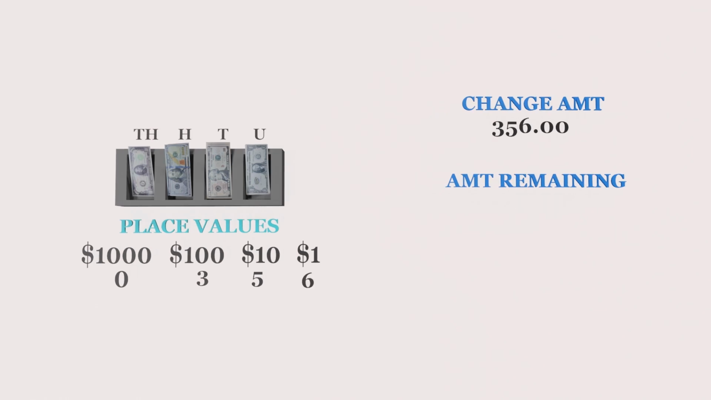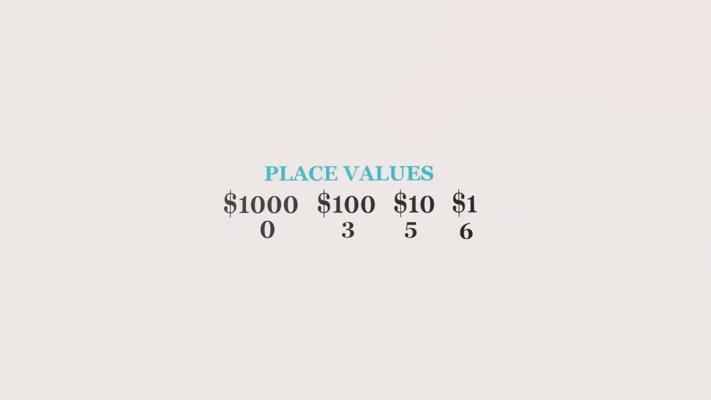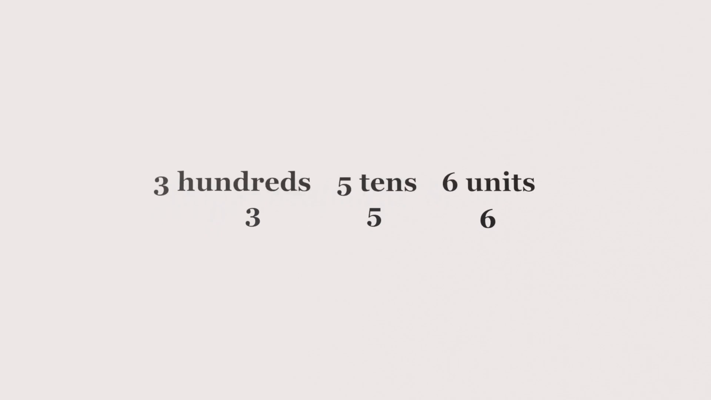We have now completely written 356 as a decimal number, and it looks like this. Since leading zeros are conventionally omitted when writing numbers, we'll eliminate the thousands place because it is not necessary when writing 356. And 356 can also be read as 3 hundreds, 5 tens, and 6 units.